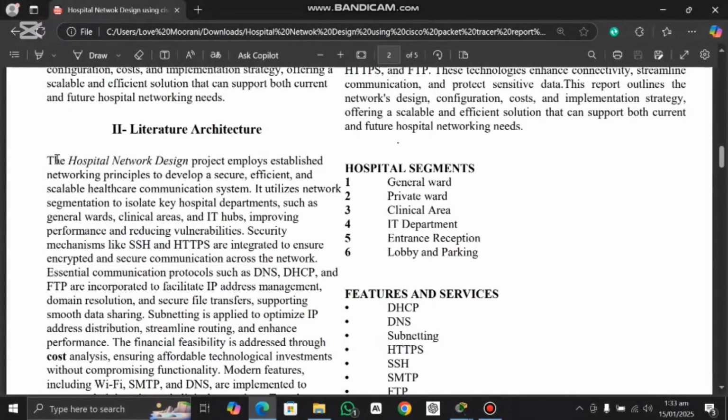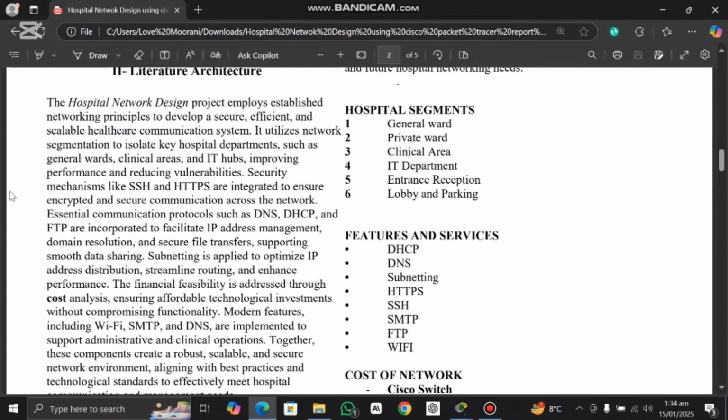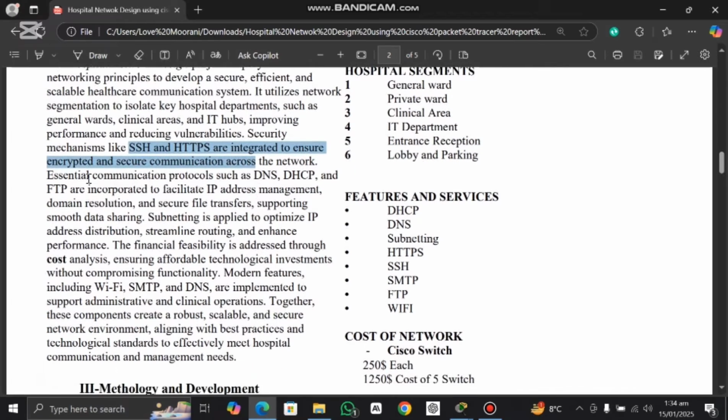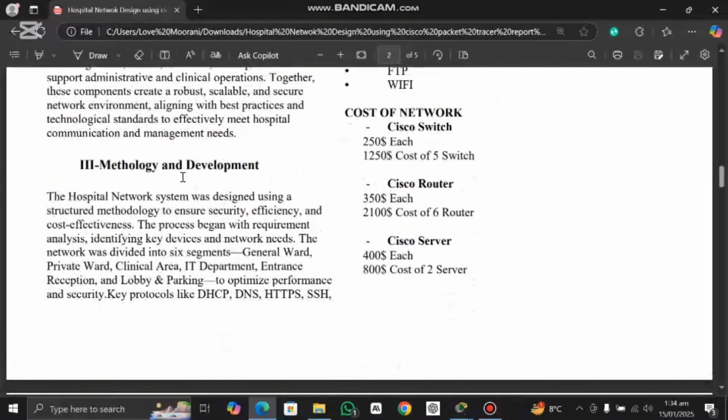In the literature review, the hospital network design project employs established networking principles to develop a secure, efficient, and scalable healthcare communication system. It utilizes network segmentation to isolate the key hospital departments such as general ward, clinical areas, IT hubs, improving performance and reducing vulnerabilities. Security mechanisms like SSH, HTTP are integrated to ensure encrypted and secure communication across the network. Essential communication protocols such as DNS, DHCP, and FTP are incorporated to facilitate IP address management.